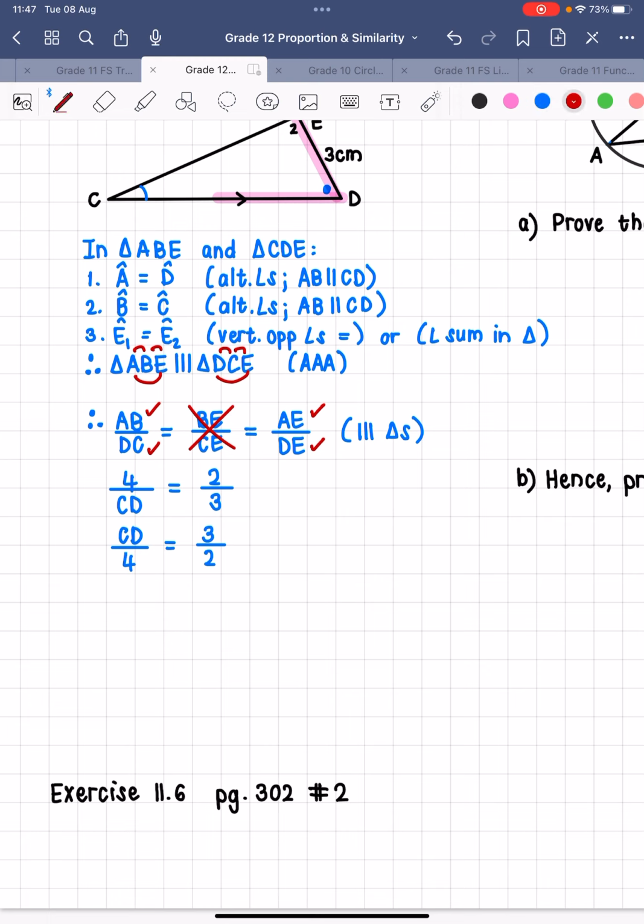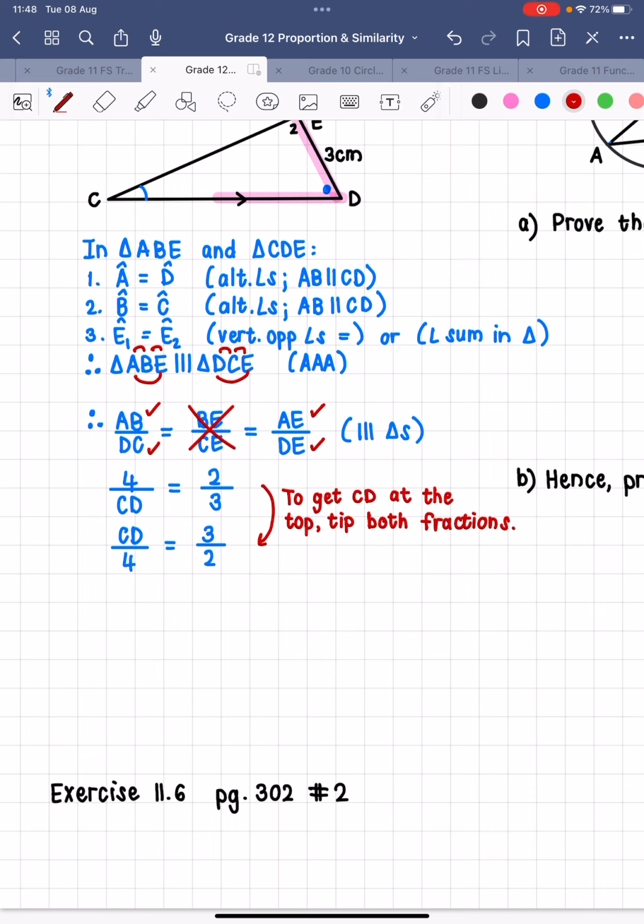I'm just going to make a little note here: to get CD at the top, tip both fractions. That just makes the solving of it easier. You don't have to do that. You can solve for CD straight away from there. I just think it's easier to tip.